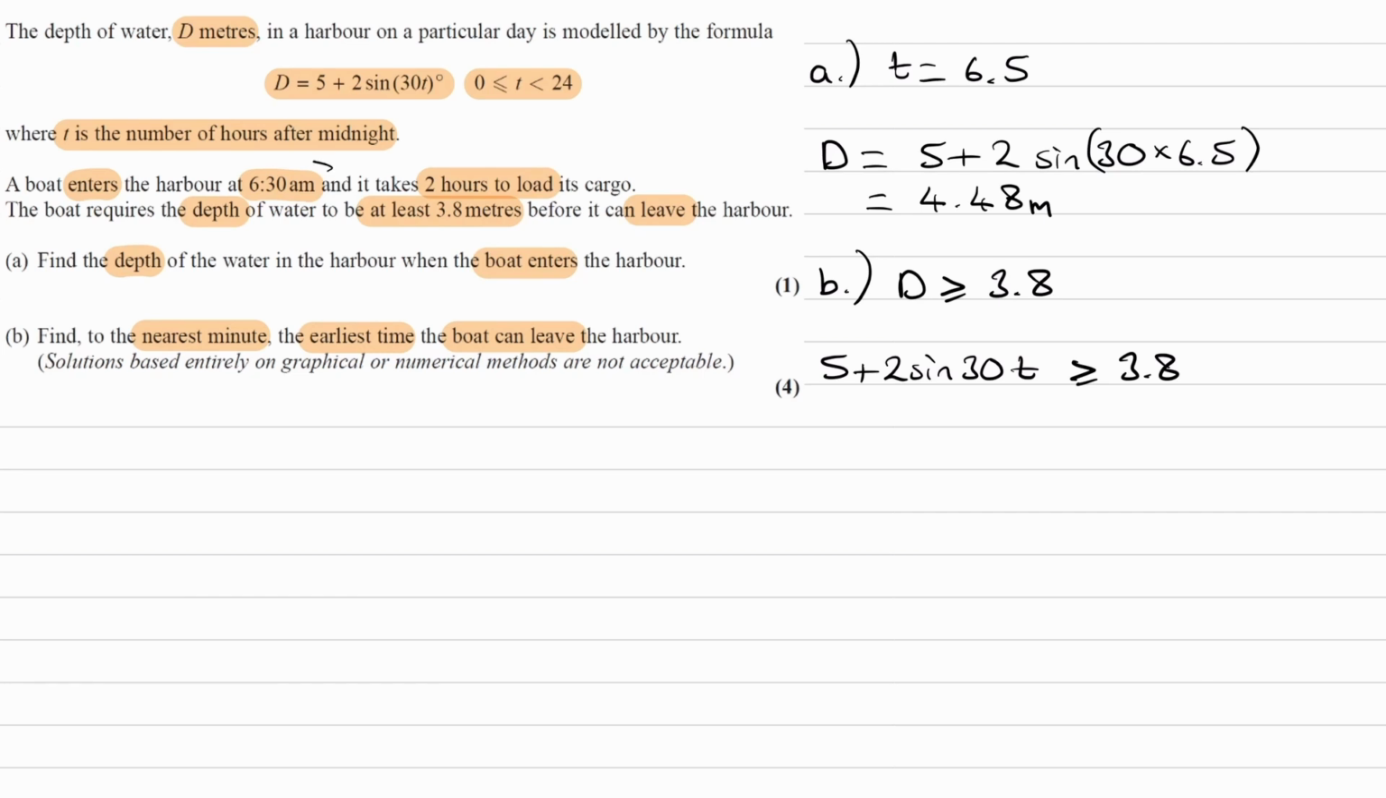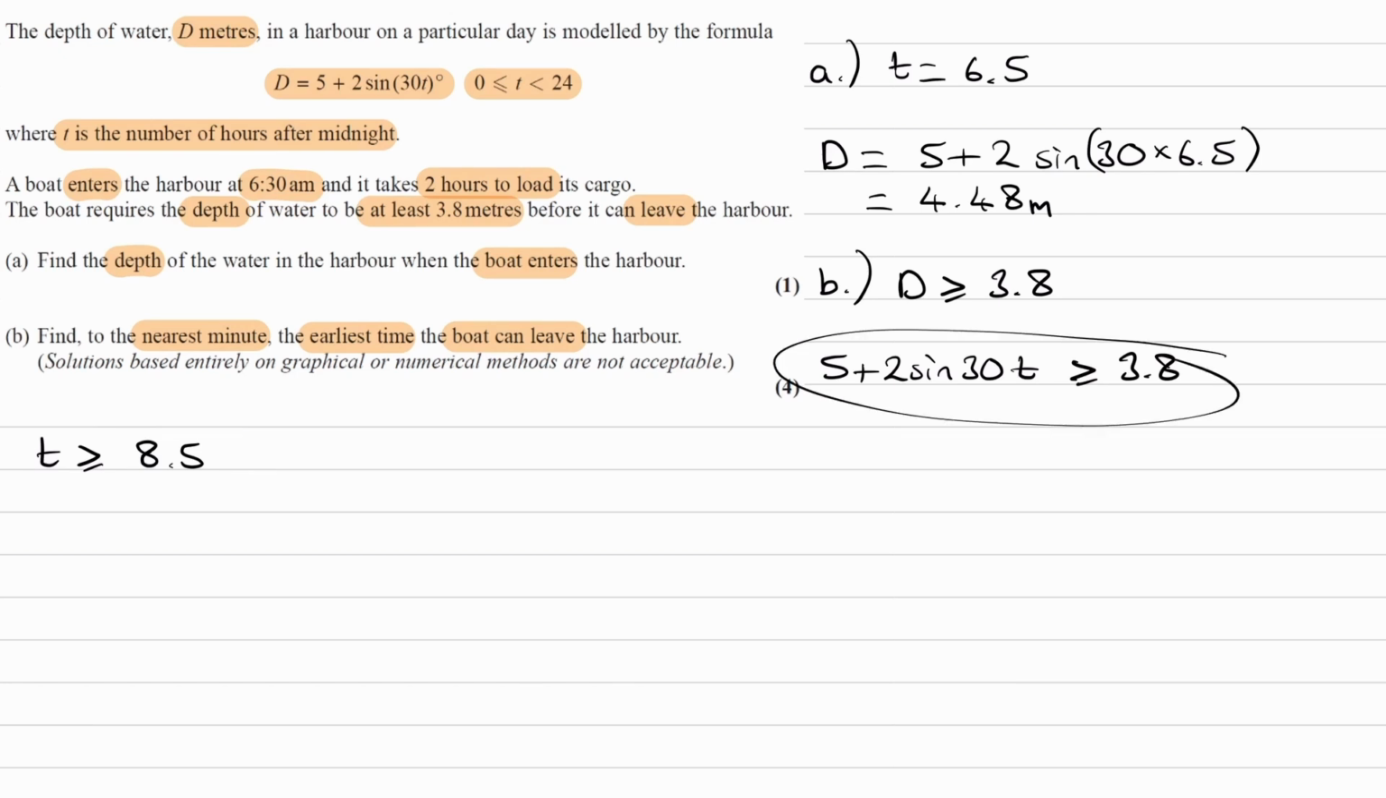We know the boat enters the harbour at 6:30 a.m. It takes 2 hours then to load the cargo, so we already have a restriction as to what t can be. T has to be 2 hours after 6:30 a.m. Remember that 6:30 a.m. is when t is equal to 6.5. 2 hours after that, so t has to be greater than 8.5 at least. So we want to find the first value of t that satisfies this inequality, depth being greater than 3.8, and also satisfies the time being greater than 8:30 a.m.